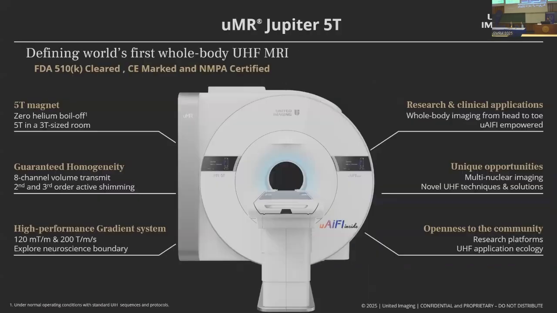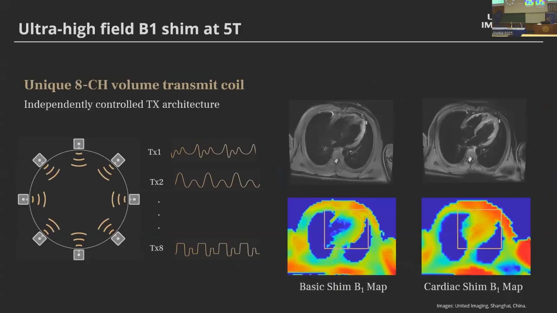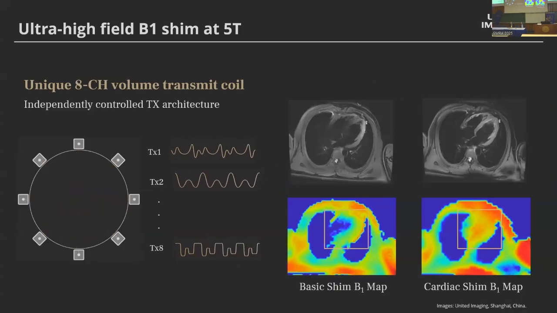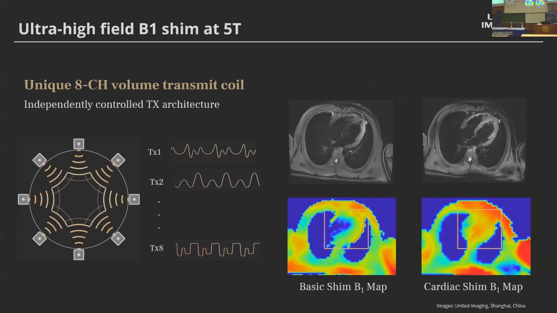So as many of you may already know, we at United Imaging have this Jupiter 5T system, which is the world's first whole body ultra high field MRI. So this means the 5T system also comes with the first ultra high field cardiovascular imaging package. In last year's SMRA, we already gave a talk on the 5T, so today we are not going into more details about it.